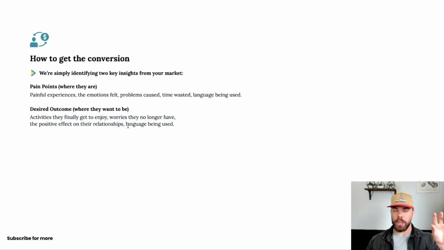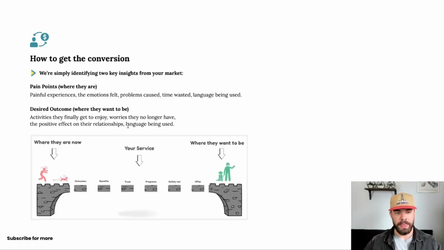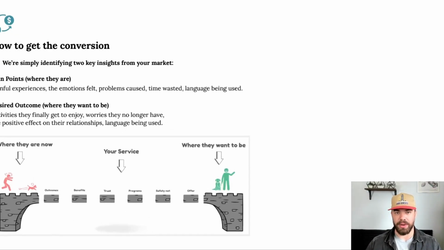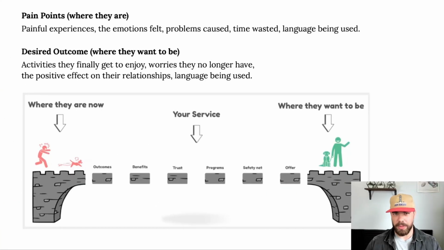So once you understand their pain points of where they are now and the outcome of where they want to be, it's like you have one side of the bridge here, which is where they are now, and the other side of this bridge is where they want to be. You need to be able to position your service as the bridge to that gap. And that's what this diagram here is all about. So this will help kind of bring this home.